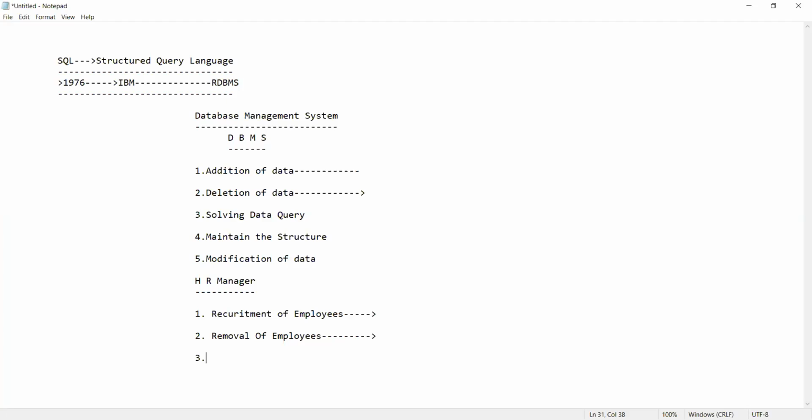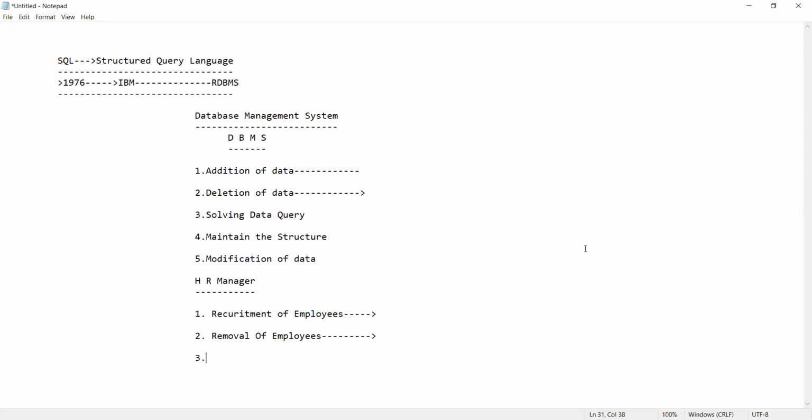I want the data to be displayed only for those employees whose salary is between 15,000 and 50,000. Whose salary is between 15,000 and what is that? 50,000. 15,000 and 50,000. This is the requirement of the data. So based on that, we will be solving the same.